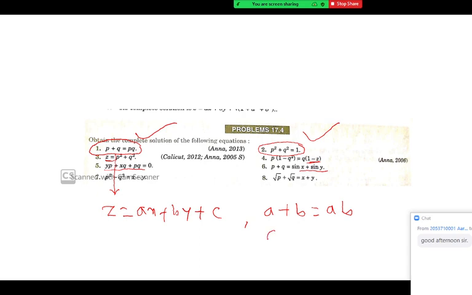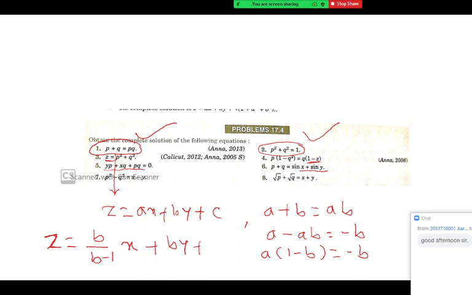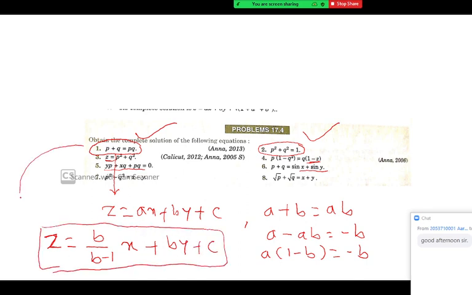So to get the value of a, I take a minus ab is equal to minus b, because b is taken to that side and ab was taken to the left hand side. So a into (1 minus b) is equal to minus b. So what is the value of a? Yes, anyone? b upon b minus 1. Very good. So z equals b upon b minus 1 times x plus by plus c, and this is the final answer. This is the general solution or complete solution of this differential equation. p plus q is equal to pq has a solution as b upon b minus 1 of x plus by plus c there.